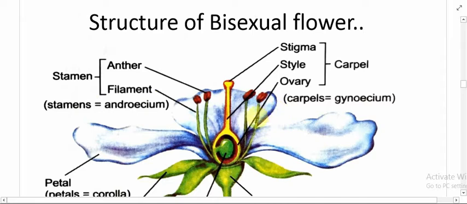Let me mark here. This is one, two, three, four. The four holes are there. These are the male parts. You can see stamen or androecium is there. Androecium is the male reproductive part of the flower.